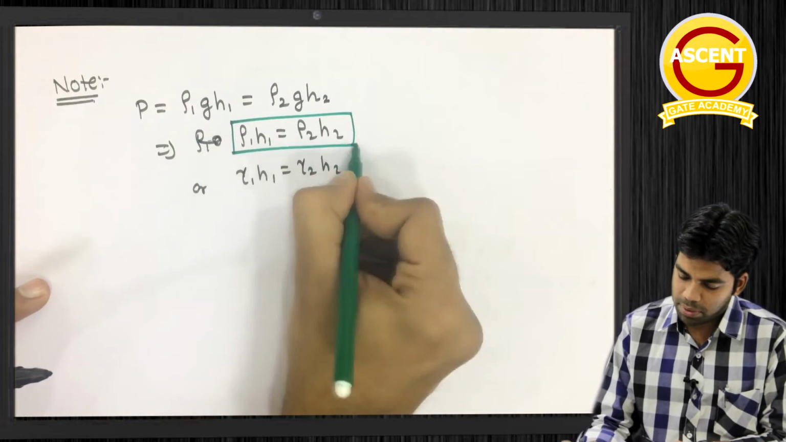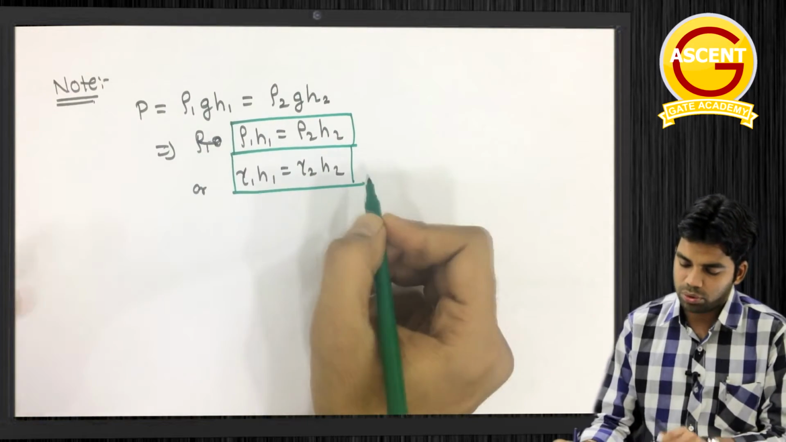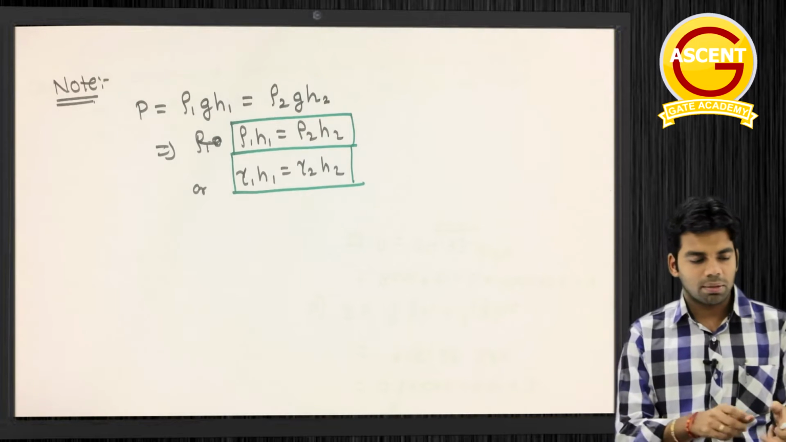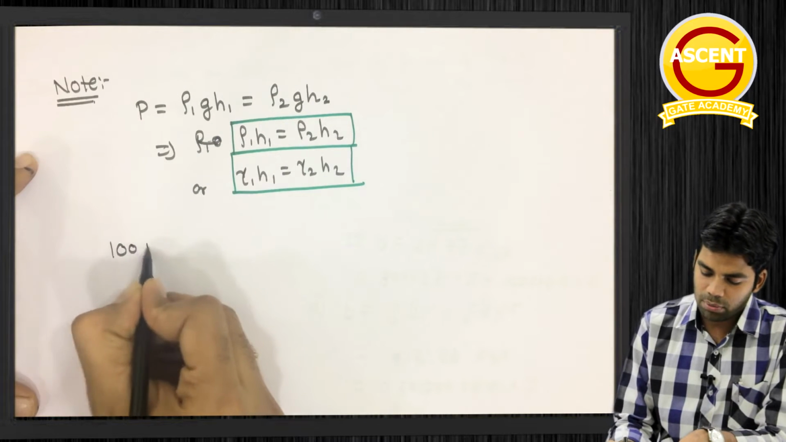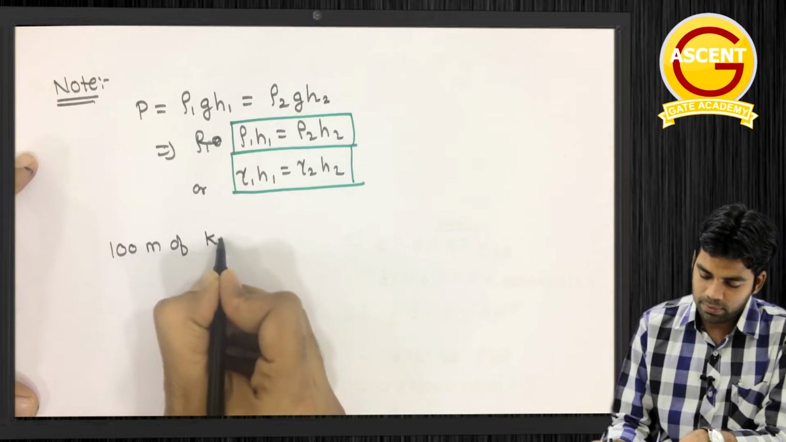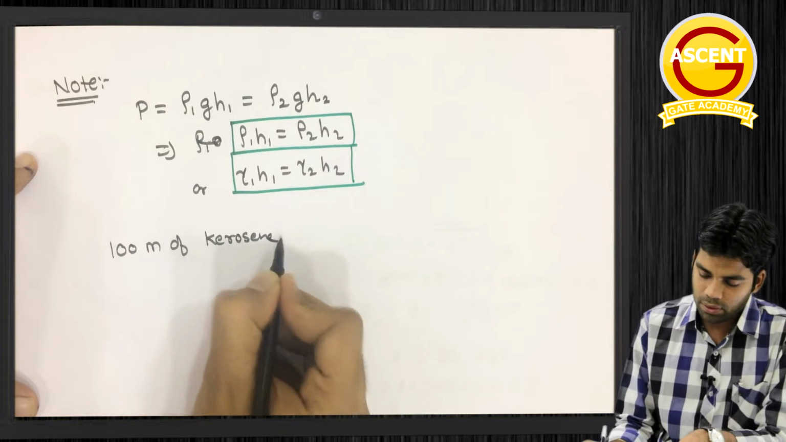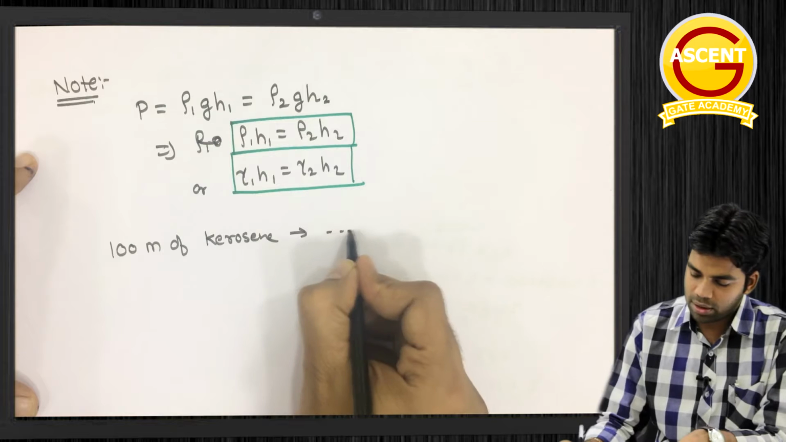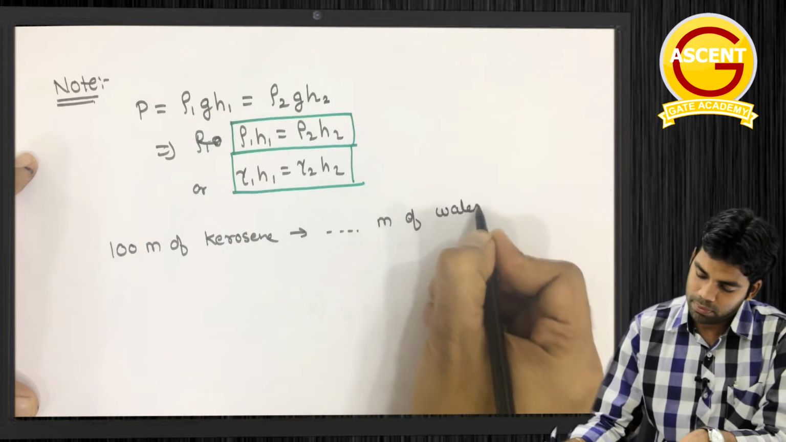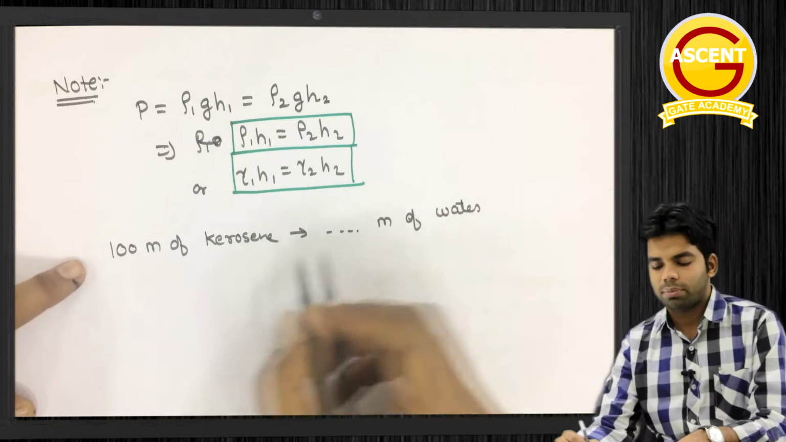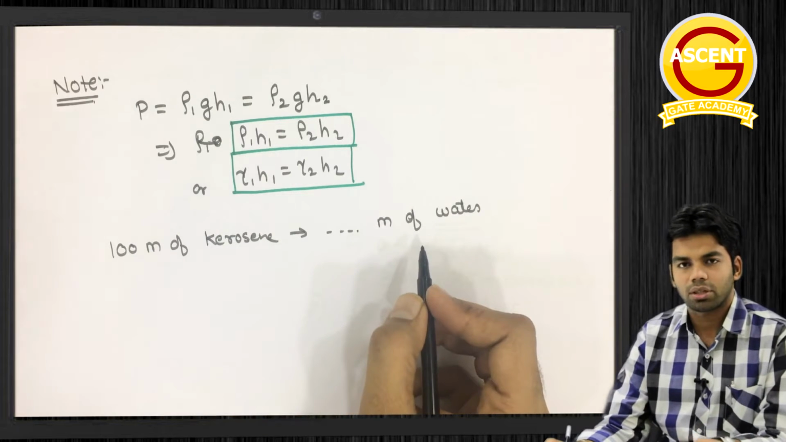Okay, and I will tell you the application also of this conclusion. Suppose, for example, it is given that the pressure at any particular point is 100 meter of kerosene, and you have to determine this pressure in terms of water column. 100 meter of kerosene, the pressure is given, we have to determine the same pressure in terms of water column.